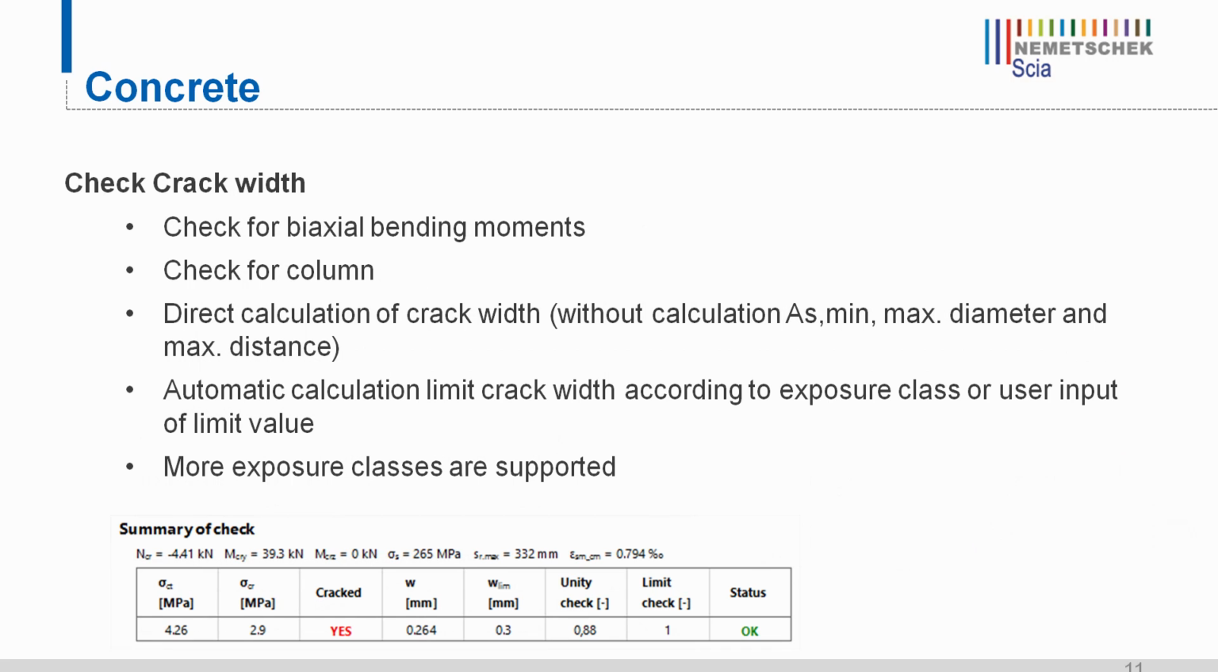Then the check of crack width is a check for biaxial bending moments. The check can also be done for columns. There's a direct calculation of crack width and an automatic calculation of the limit crack width according to exposure class, or there's also the possibility to input the limit value as user input. Now there are also more exposure classes supported.